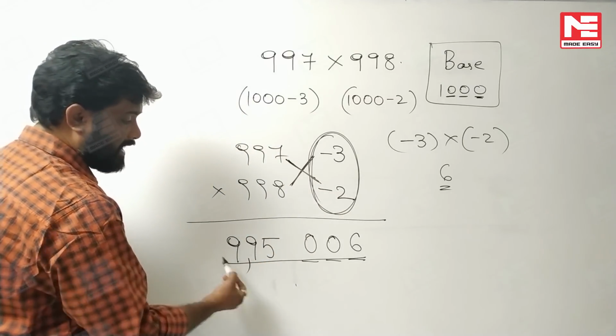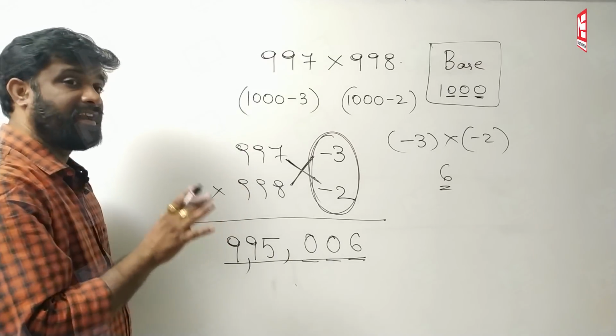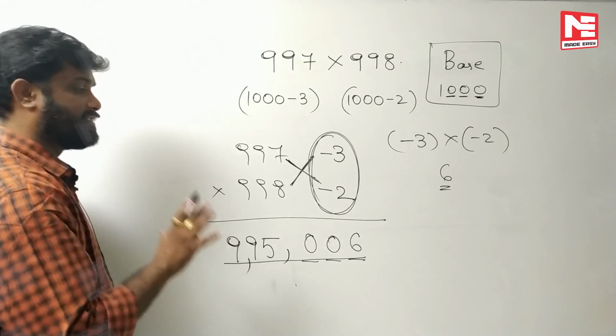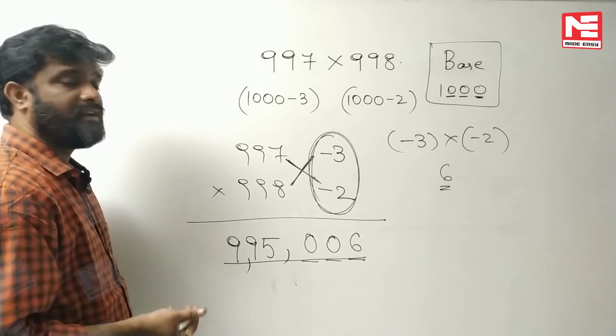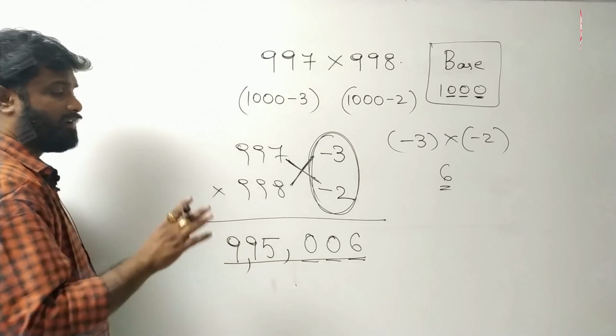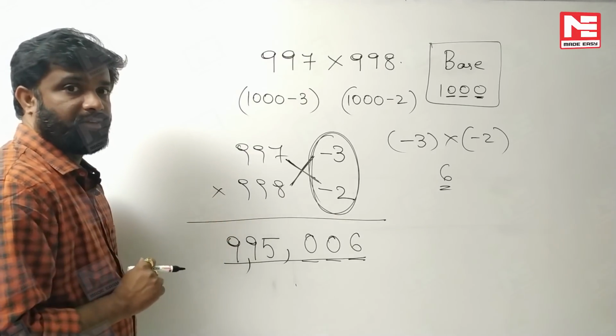995006. That means 9,95,006 is the product of 997 and 998. Right? So this is how very easily. Once again, I am saying these kinds of calculations are highly useful in factorial problems. They will be very useful there, and that too in those exams where a calculator is not given to you, right?